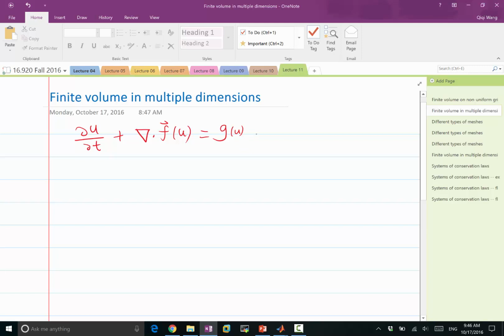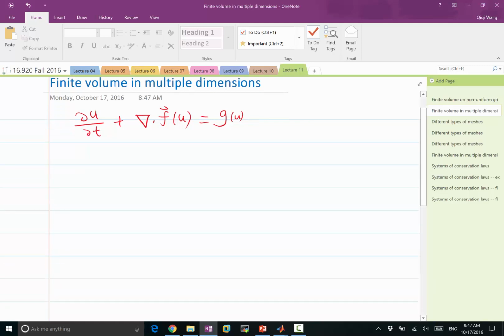So g is called the source term, that is the non-conservative part of the equation. In momentum conservation, for example, g can be a body force, gravity for example. In conservation of energy, g can be a source of energy coming from something else. In fluid dynamics equations, g can come from chemical reaction. So g is a source term.